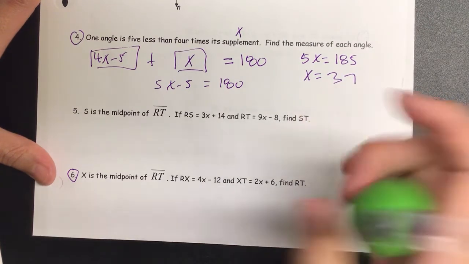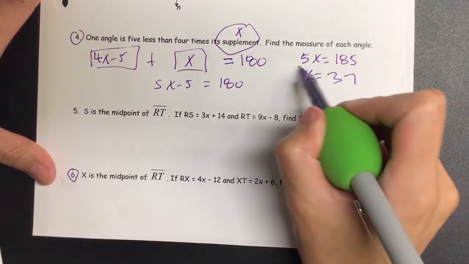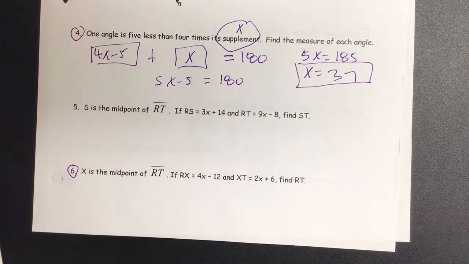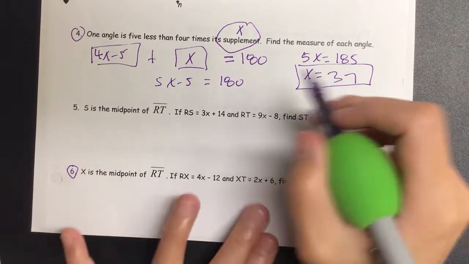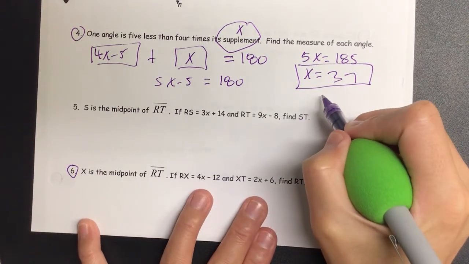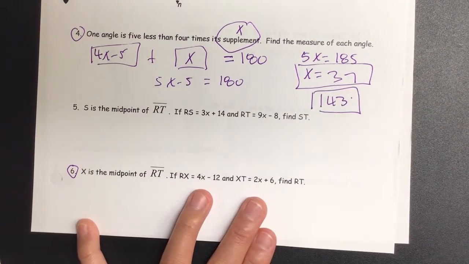But just because you're finding the x doesn't mean that's the final answer. X is a supplement. Find the measure of each angle. So I found one of them. Since I know those two angles must be 180, instead of plugging it into 4x minus 5, what else can I do? 180 minus 37, which is going to give us how many? 143. If you want to plug it in, by all means, go for it. We'll get the exact same answer.